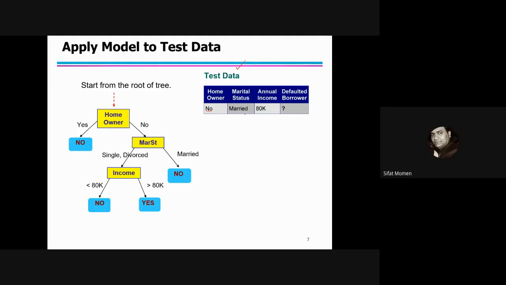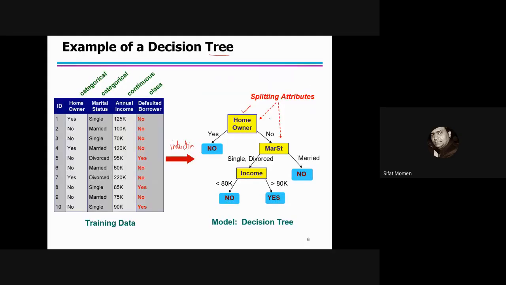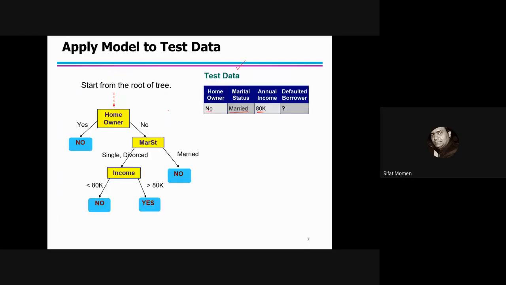No, sir. Married. Is he married? Yes. And he has an annual income of 80,000. So we want to make a prediction using this model of whether this person is going to be a defaulter or not. If you're using this one, you will start from the root here.